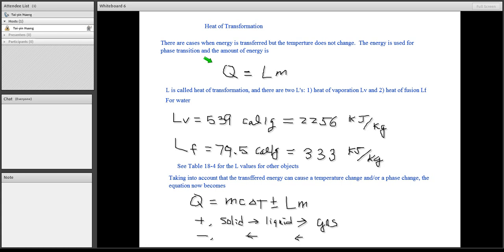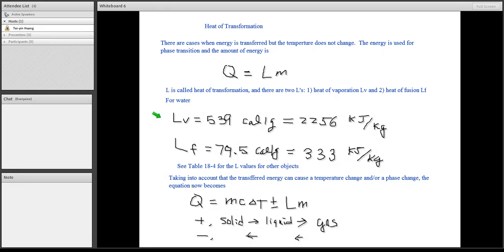L is the heat of transformation, and there are two different L. One is the heat of vaporization, L sub V, and one is called the heat of fusion, L sub F. So two different kinds of heat of transformation. When the heat goes to change the phase from gas to liquid, or liquid to gas, then this is called the heat of vaporization. When the heat goes to change from solid to liquid, or liquid to solid, then this is called the heat of fusion.